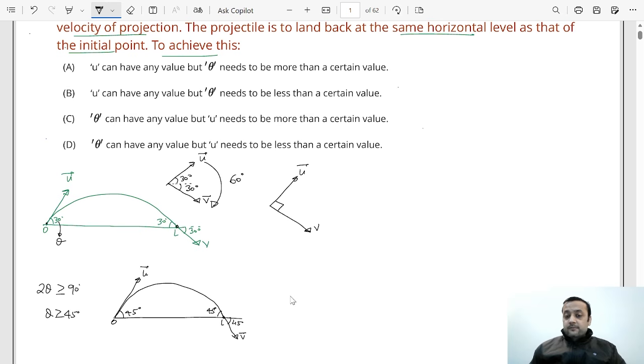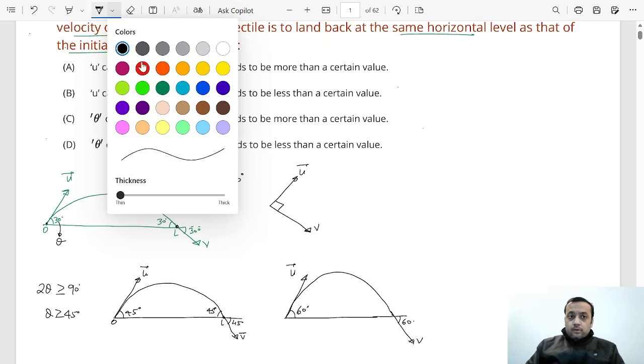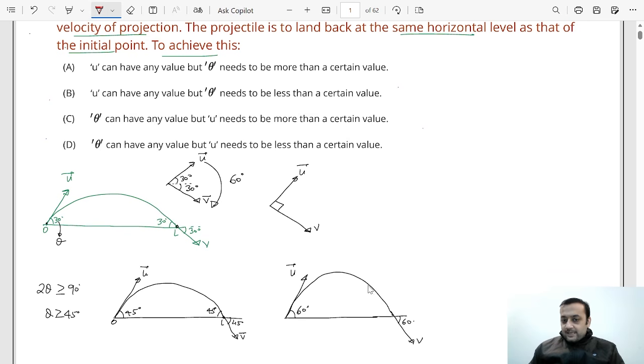But what happens if you throw at an angle more than 45? Let's imagine that you have thrown at an angle of 60 degrees. Here the initial velocity is like this, and the final velocity will also be like this. This angle will be 60 degrees, so the velocity has turned through an angle of 120 degrees. Looking at the rotation of the vector, at some point somewhere over here, the velocity must have been like this, and this angle must have been 30.